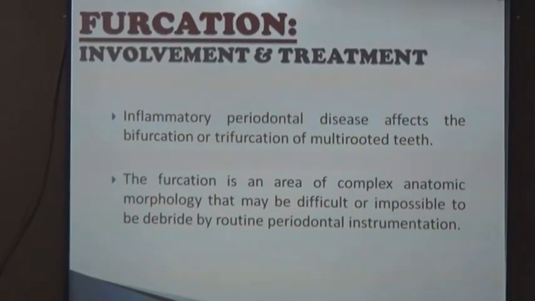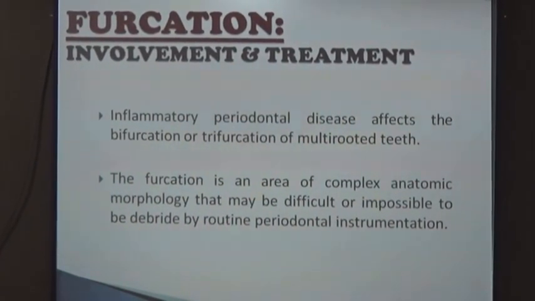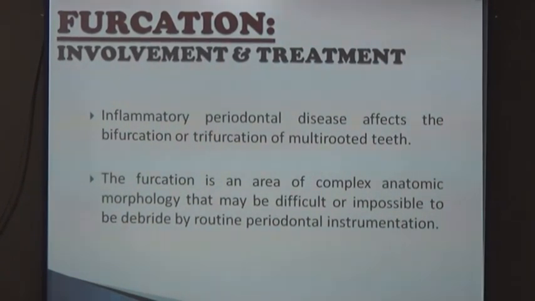Then furcation. Inflammatory periodontal disease affects the bifurcation or trifurcation of multirooted teeth. The furcation is an area of complex anatomic morphology that may be difficult. Why are we giving importance to the furcation area? Because the instrumentation is difficult. At the same time, accumulation of plaque and calculus is more. Self-cleansing also is not possible even if the furcation is open. So mainly, just getting the instrumentation there is not so easy.